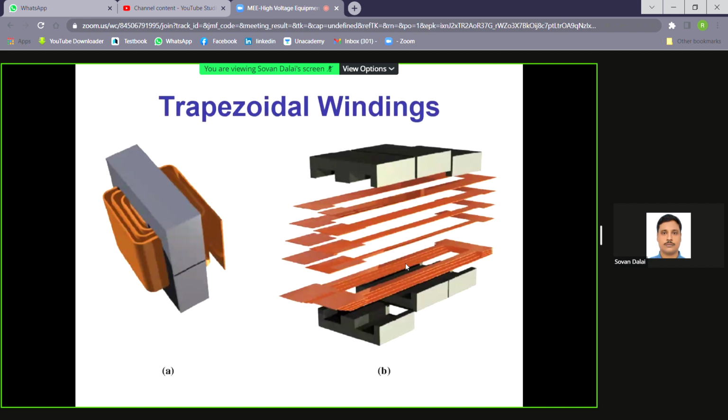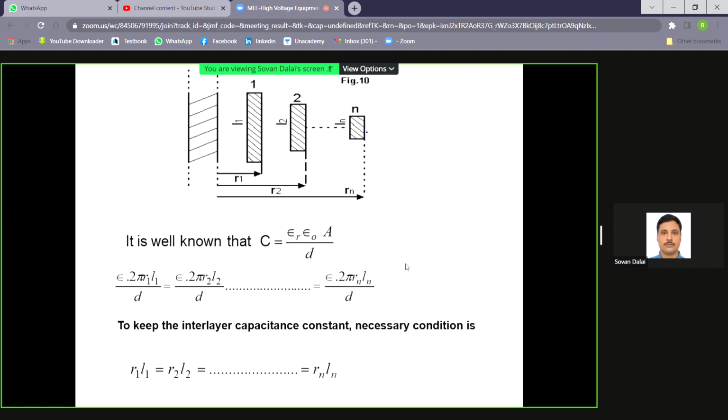First, we will discuss the trapezoidal winding. That winding looks like a trapezoid, and in a trapezoidal winding, the area of the outer layer is more compared to the inner layer. So how do we improve the potential distribution by using trapezoidal winding? This is the formula for capacitance, which all of you know: C is equal to epsilon R epsilon 0 A by D.